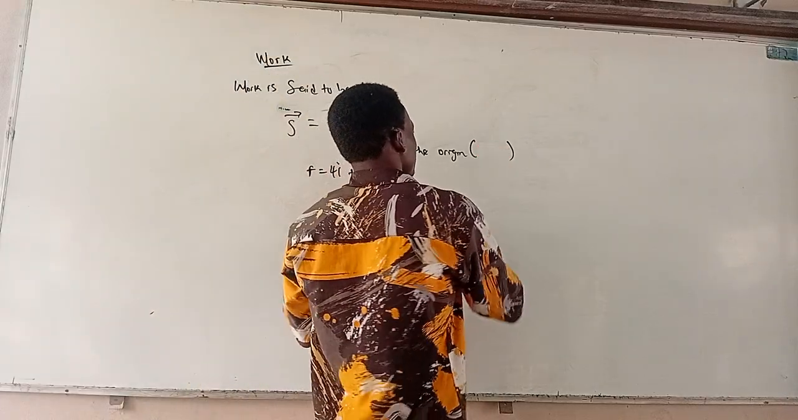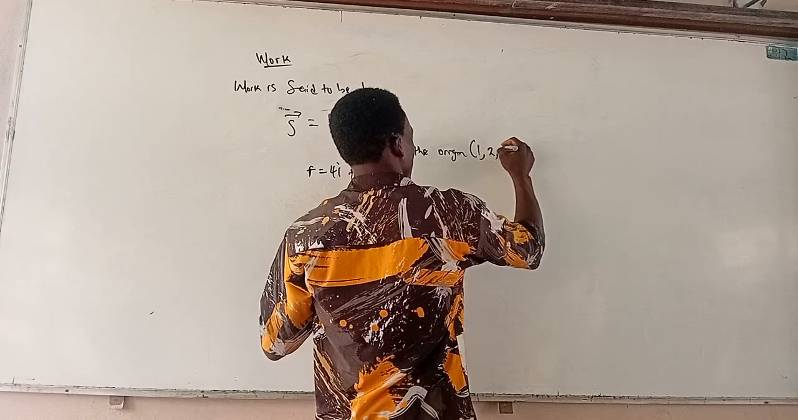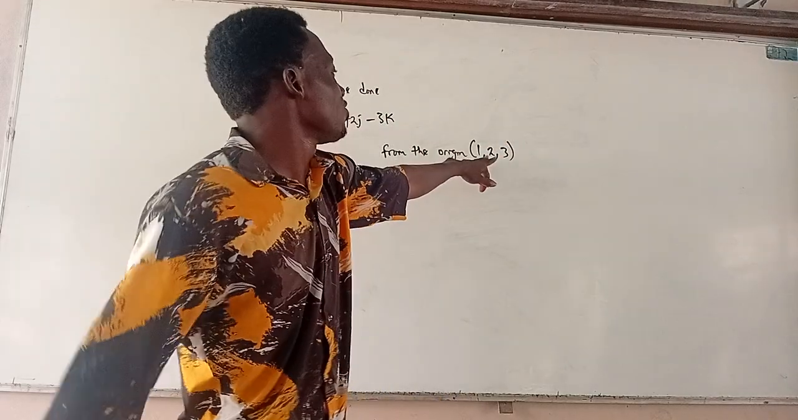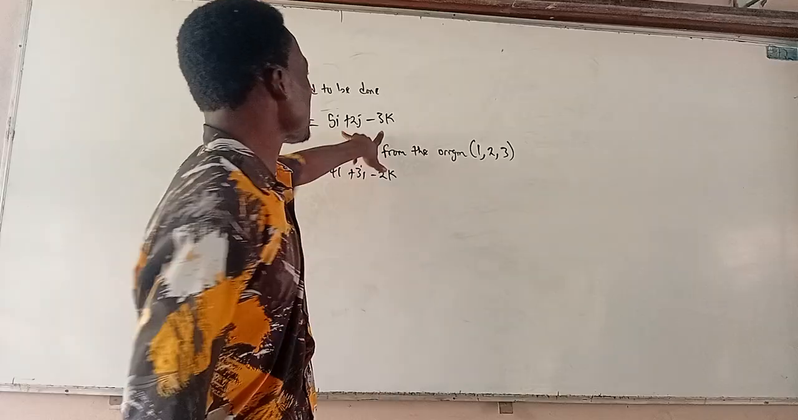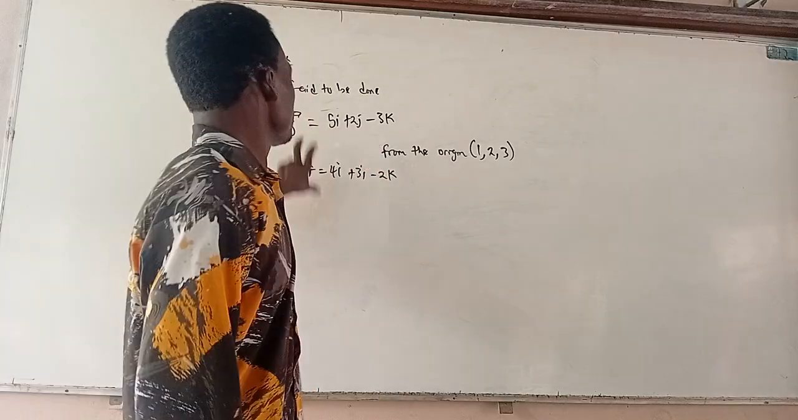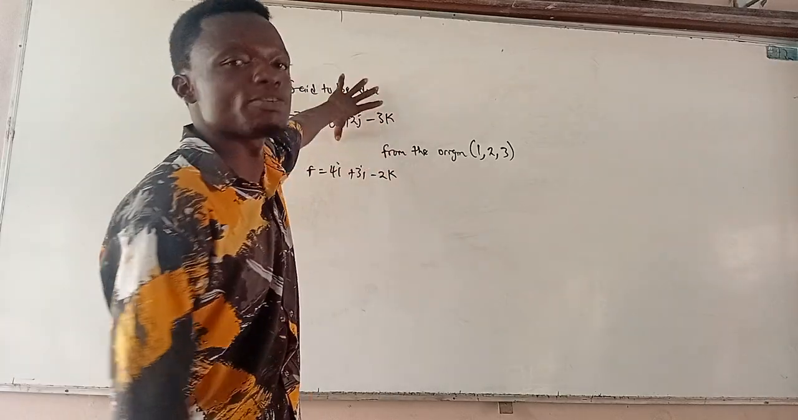Assuming it's not even starting from the origin, maybe we have 1, 2, 3, you have nothing to do with this because the displacement has been given already. Work done is force times displacement, so you have been given the displacement already.